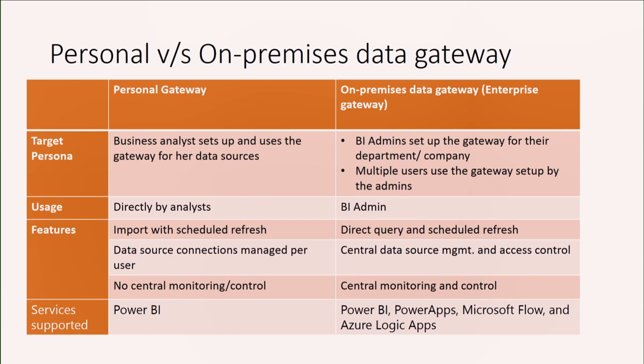So for Power BI, we have two gateways. The first one is the personal gateway, and the other is the on-premises data gateway, previously called the enterprise gateway. The target persona for the personal gateway is a business analyst. They set it up once, and they use it for themselves. They can use the dashboard and share it with other people, but it can still only be used by one person, whoever sets up the gateway.